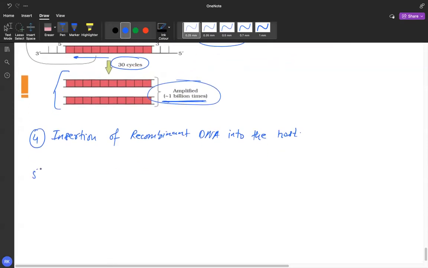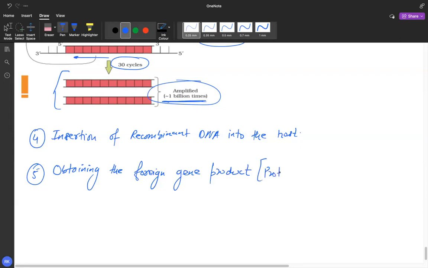And then we'll go to obtaining or synthesizing the foreign gene product. And what is the product basically for every gene? Protein, right? So we're doing all of it to get protein. Make sense? Yes.